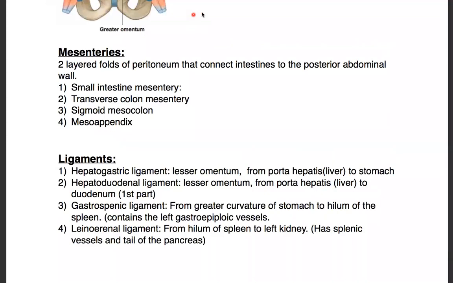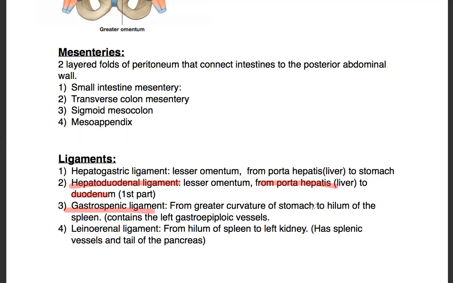We have the hepatogastric ligament, which is basically a thickening of the lesser omentum, and it's from the porta hepatis to the stomach. It's not important. The other one is the hepatoduodenal ligament, which is from the lesser omentum, from the porta hepatis to the duodenum.